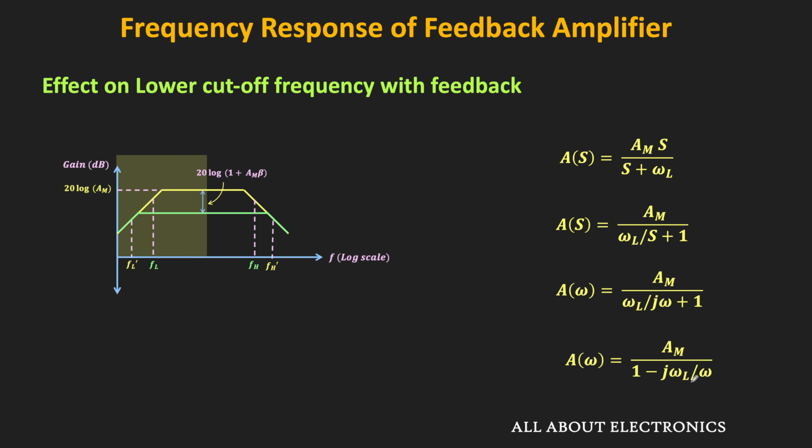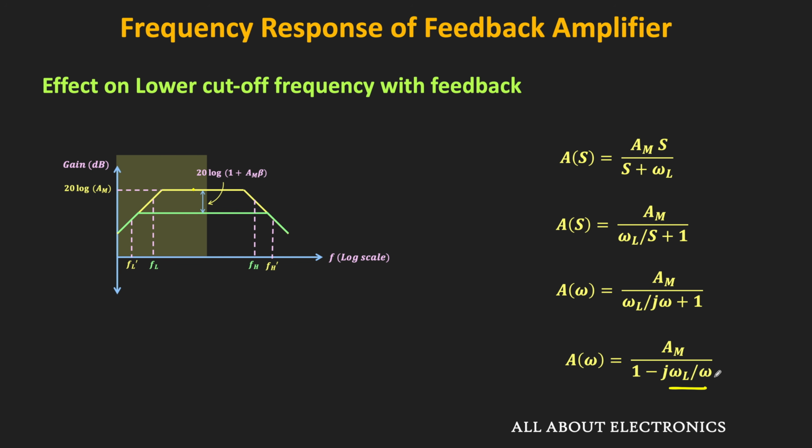Now whenever this omega is much greater than omega L, that means whenever we are at this side of the frequency response, then this term will be much less than 1. And in that condition, this A of omega is approximately equal to Am. But as omega approaches omega L, the value of A of omega will reduce.